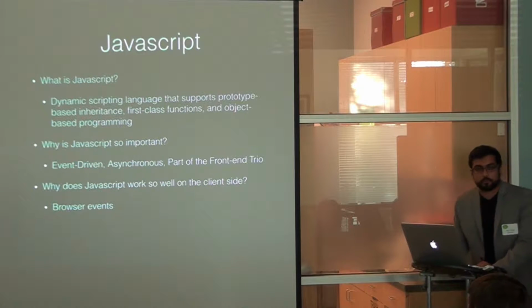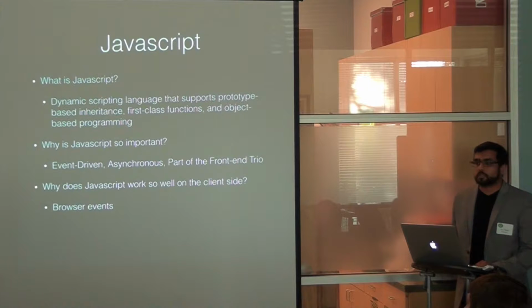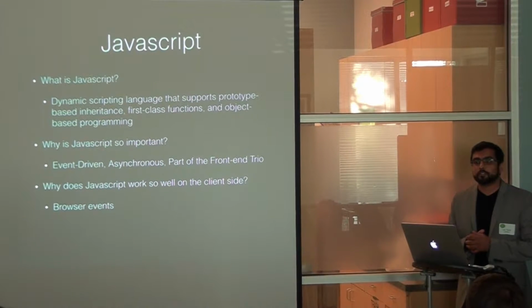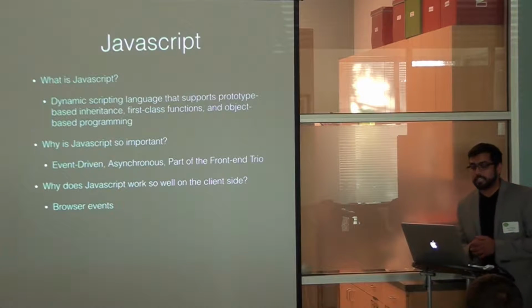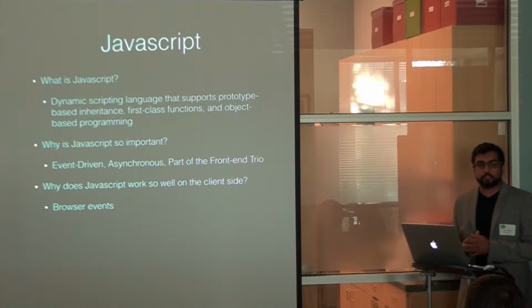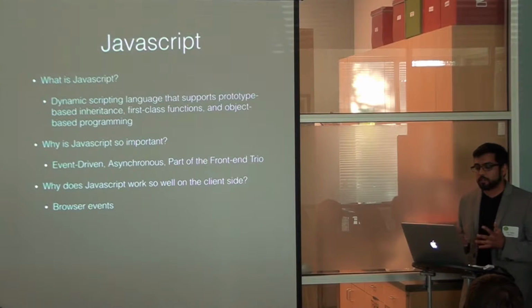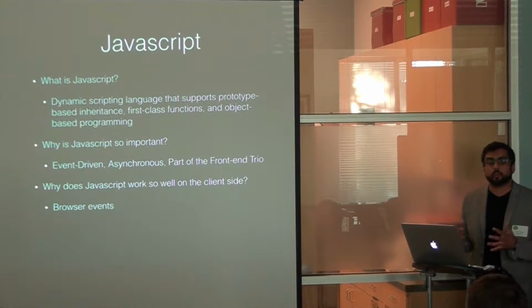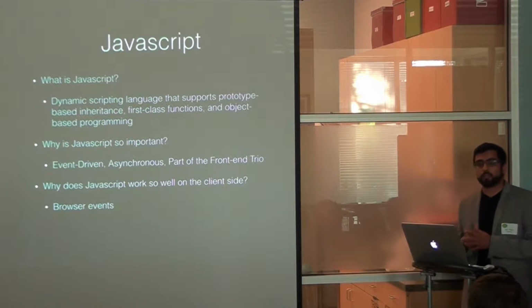So let's talk about JavaScript first. What is JavaScript? You guys kind of just yell out what you've heard about JavaScript, what you've used JavaScript for, and kind of what you know about it so far. Yeah, so it's a dynamic scripting language, and a couple buzzwords with JavaScript are prototype-based inheritance, first-class functions, and object-based programming. I say object-based programming because it's not object-oriented programming. It's object-based programming. We'll kind of go over that a little bit in detail too if you guys are interested.